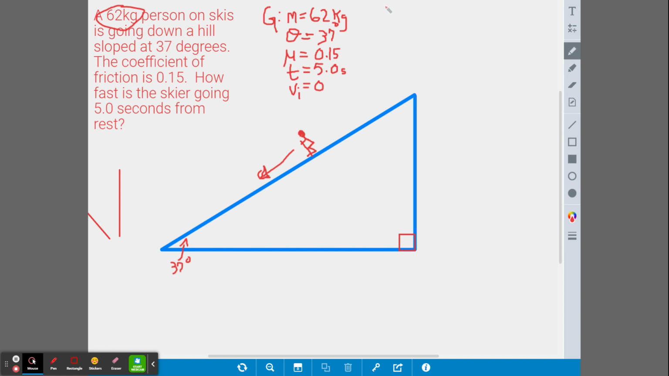Now, what do we not know? What are our unknowns? Well, we don't know acceleration, and we don't know final velocity after 5 seconds, VF. And we're going to use everything we've learned so far to figure those things out.